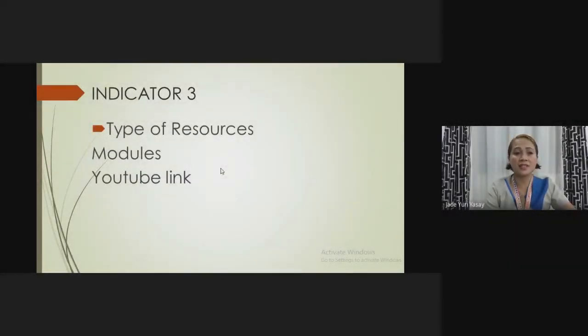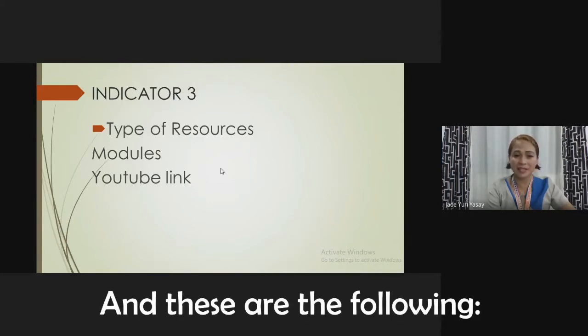And so let us continue with indicator 3. It is about the type of resources used. So I am using both print resources like modules and non-print resources like digital, by adding a YouTube link, print and non-print resources.